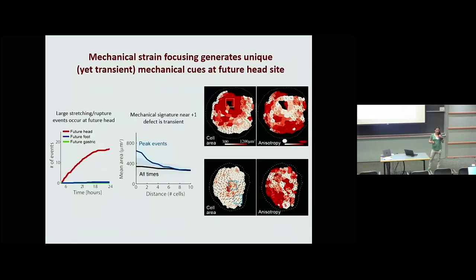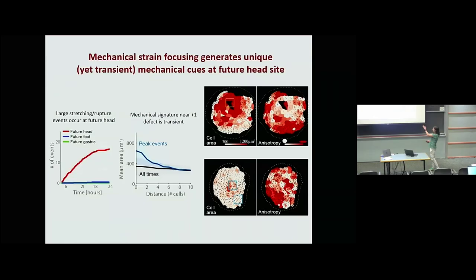So to summarize these findings, what we've seen is that really from the onset of regeneration, the cells that are located at these early foci of the fiber organization, and specifically at the future head, are experiencing really unique yet transient mechanical cues. So if we look just at these large stretching events and actually count how many events are happening over regeneration and plot the cumulative number of events, this is what you can see on the left. We see this increase, so multiple events happening again and again at this future head compared to the future foot.